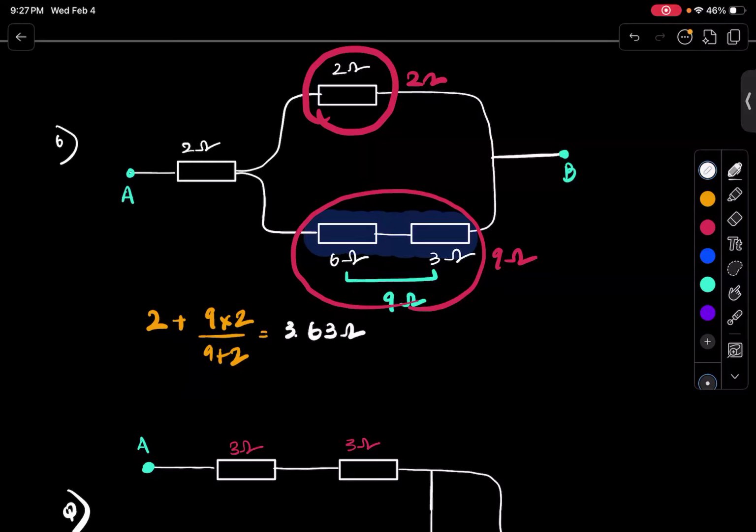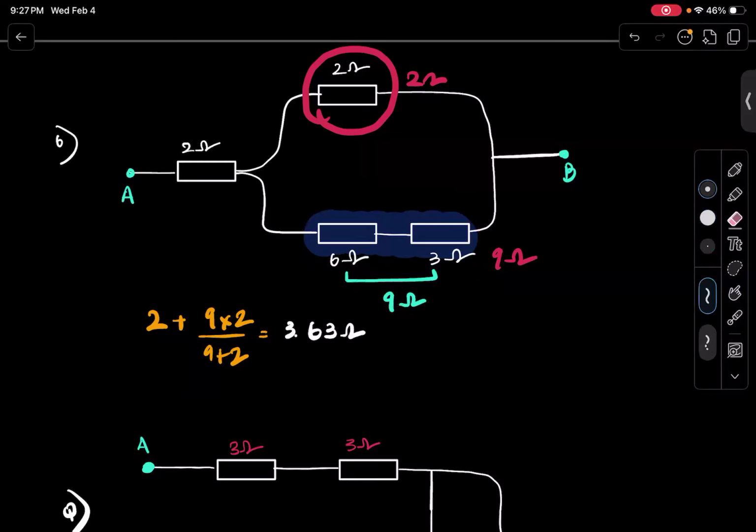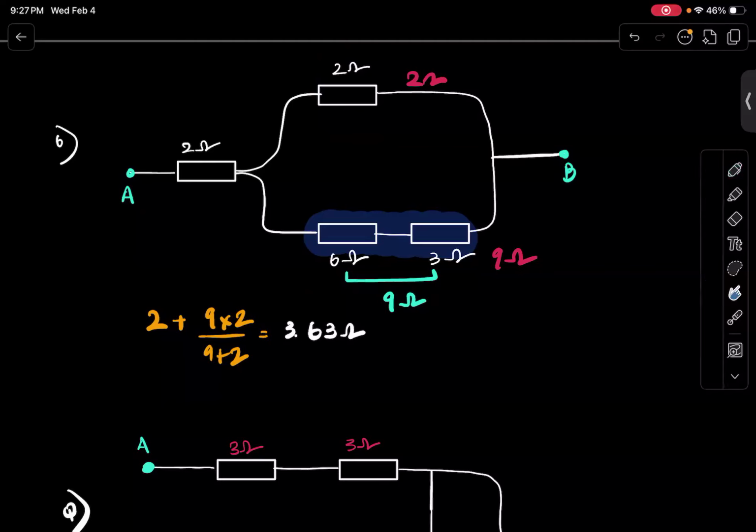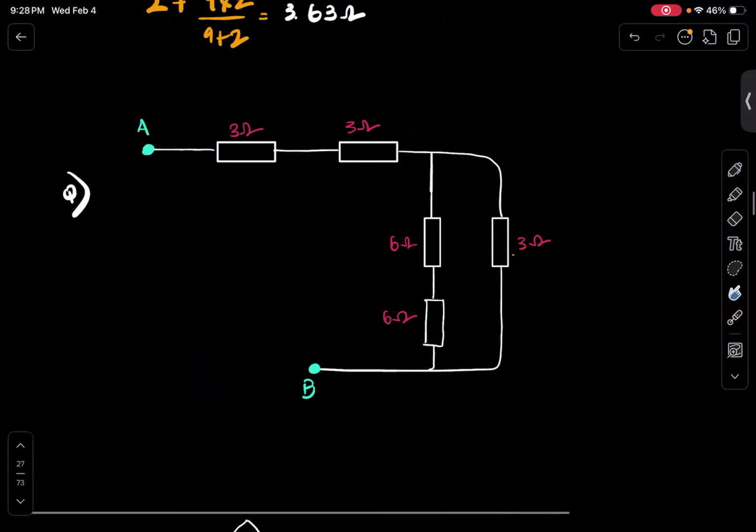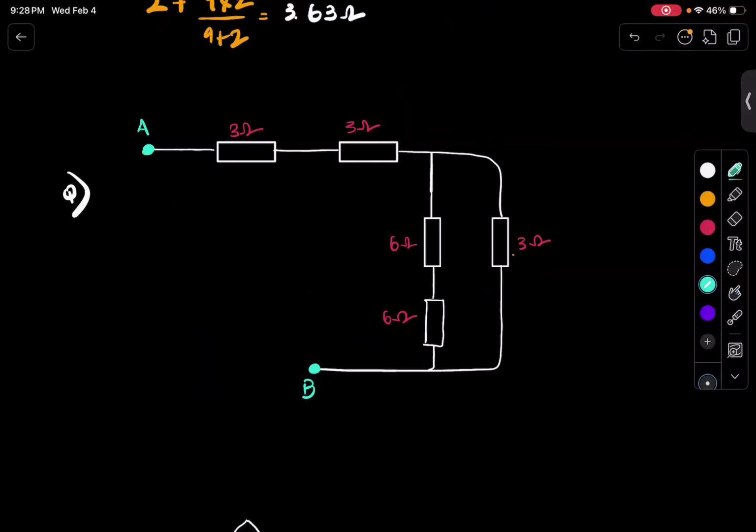So we've got to be quick in our calculations, because electricity questions are very easy since the formulas are very simple. It's just time-consuming when you do the calculation, so you want to be quick. Okay, moving on. Now, let's try this one out.